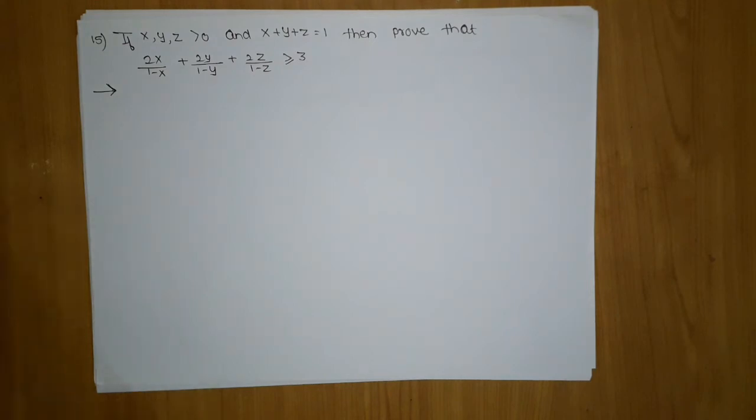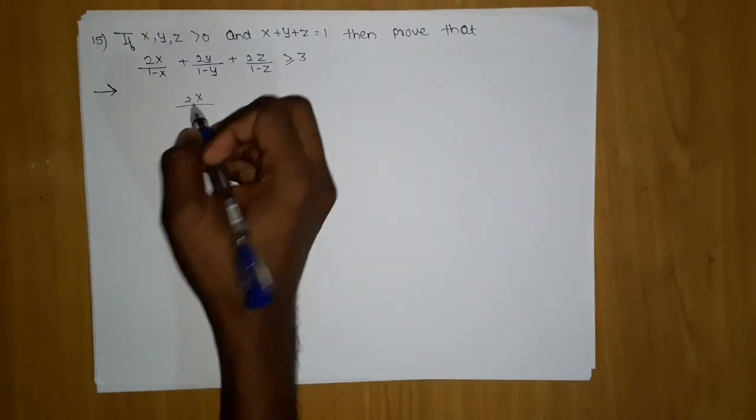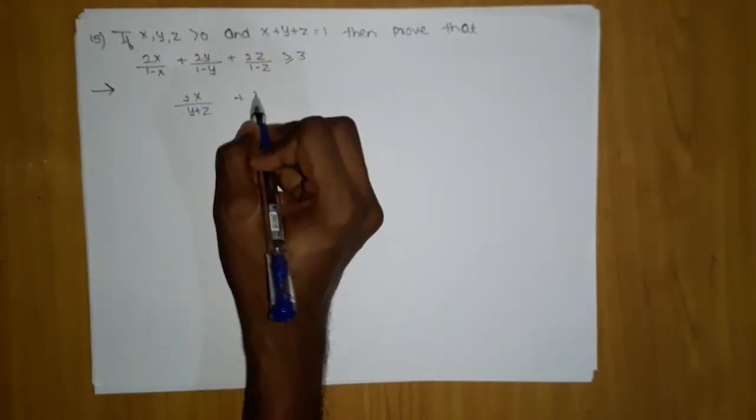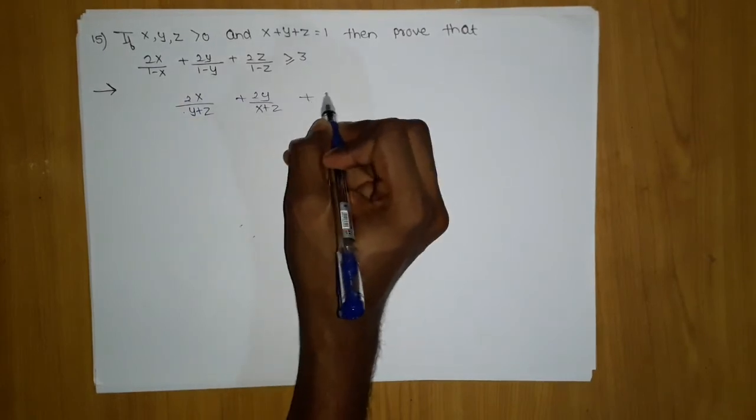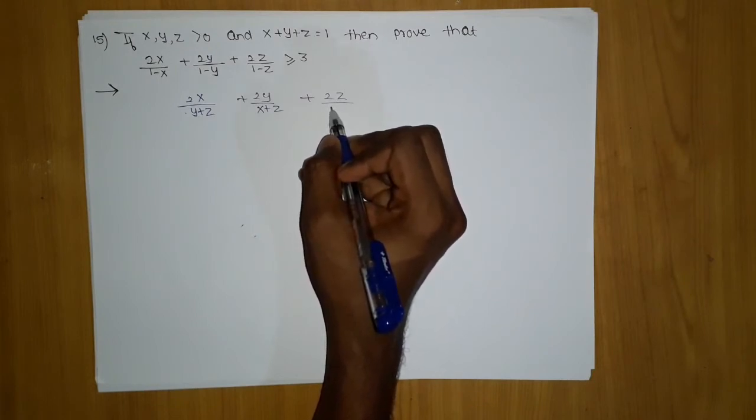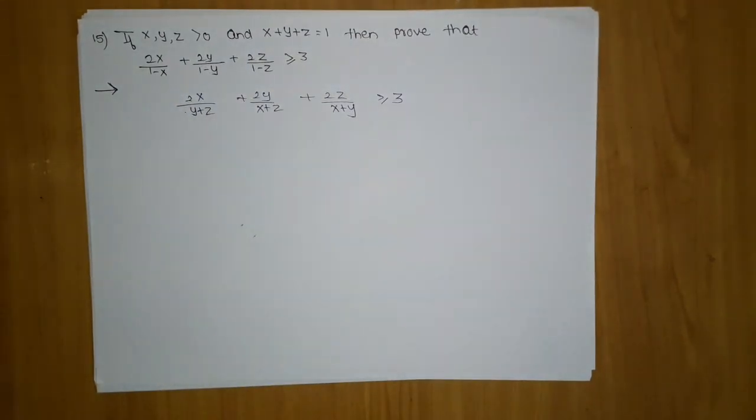Let us modify this: 2x upon 1 minus x, and 1 minus x is nothing but y plus z. 1 minus y means x plus z, and this is nothing but 2z upon x plus y, greater than or equal to 3, right? So what we can do after this is break x upon two terms. That is very obvious, not a great thing.